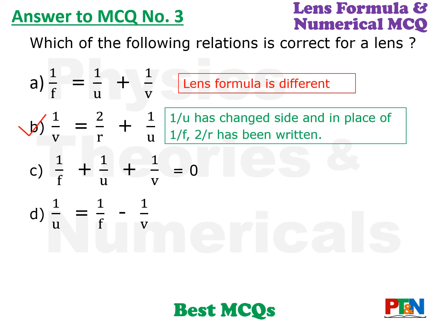B. What has been done? This 1 by u has changed sign to come to 1 by f side. It has become positive, and in place of 1 by f, 2 by r has been written. So option B is the correct statement.